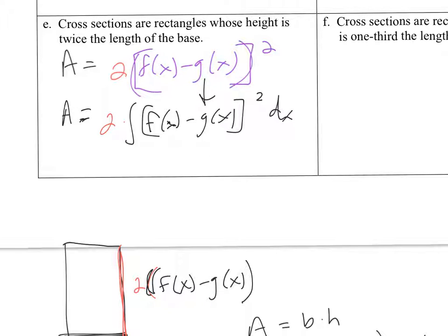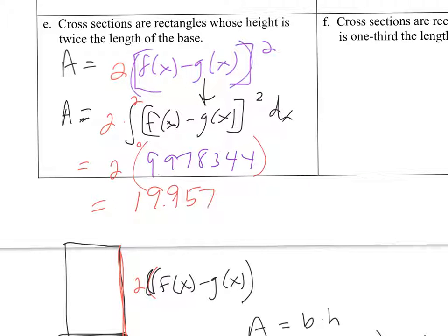Our answer was 9.978344 when we integrated our given functions from 0 to 2. So I'm going to have 2 times that for a final answer of 19.957 cubic units for the volume of this solid. It should make sense that that one's considerably higher than our other one because we're doing rectangles instead of triangles, and we're also making them twice as high as what our triangles were. Well, as what a square would be, and that's even higher than what the triangles were.